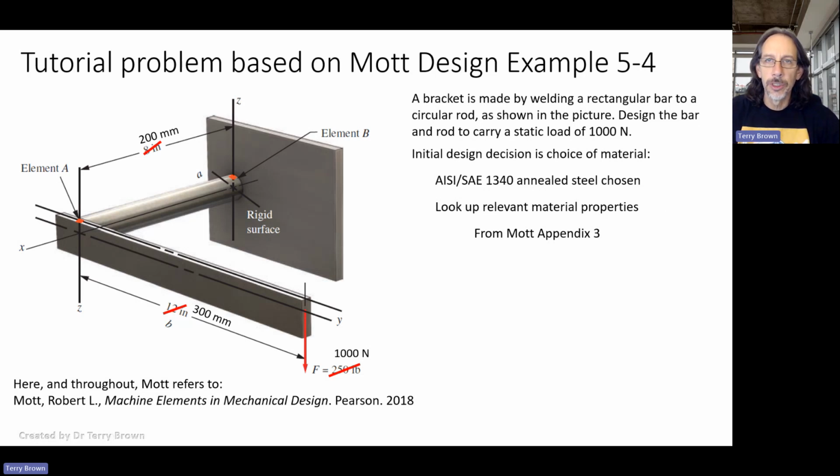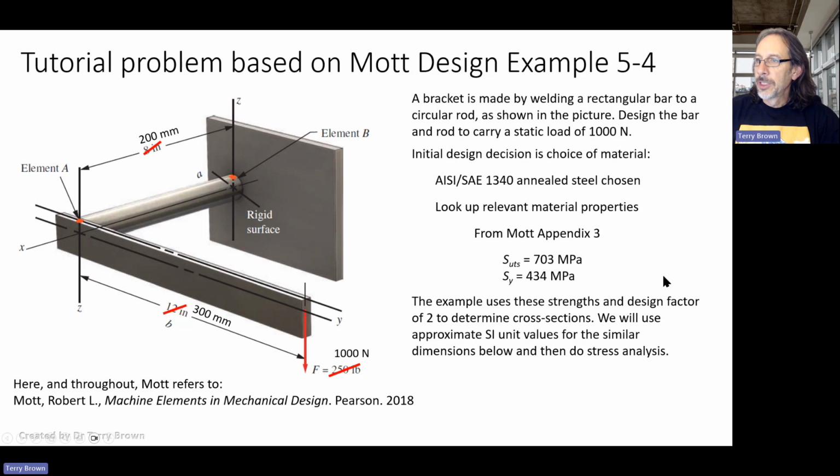I like to use the online materials catalog MatWeb. So you can look it up there and find the relevant material properties. So ultimate tensile strength and the yield strength or yield stress. So go and do that and then come back. All right, so hopefully you've done that and found something similar to this.